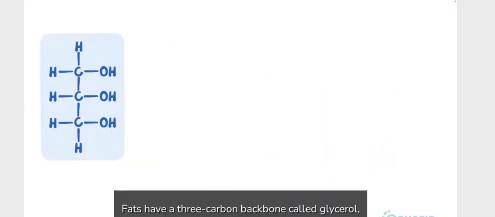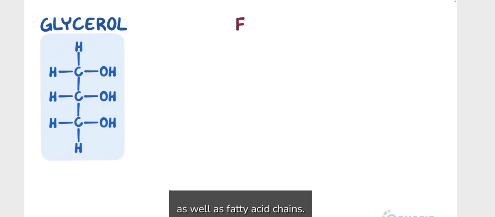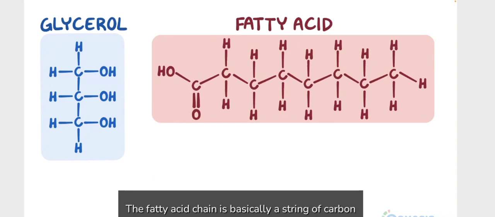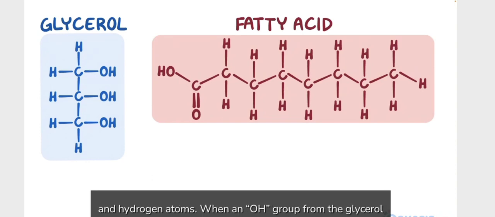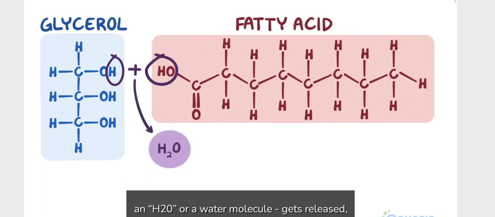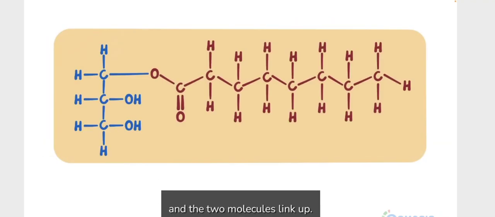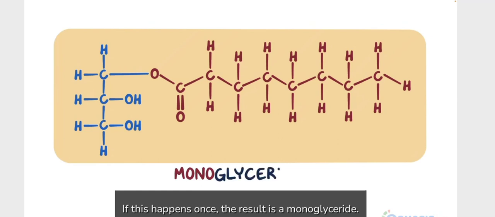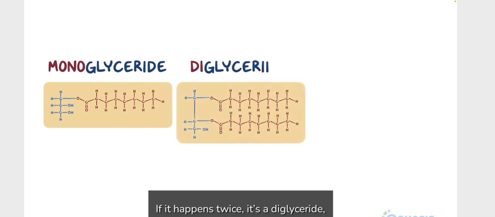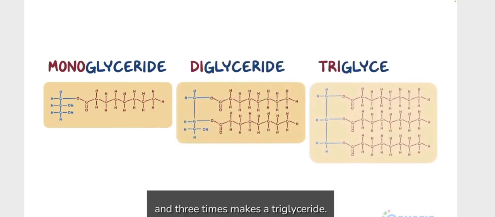Fats have a 3-carbon backbone called glycerol, as well as fatty acid chains. The fatty acid chain is basically a string of carbon and hydrogen atoms. When an OH group from the glycerol molecule binds to a hydrogen from the fatty acid, an H2O, or water molecule, gets released, and the two molecules link up. If this happens once, the result is a monoglyceride. If it happens twice, it's a diglyceride, and 3 times makes a triglyceride.